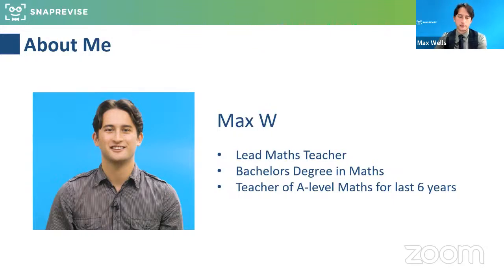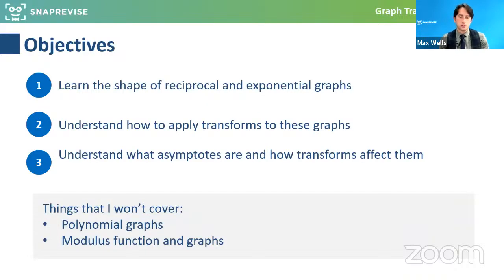We're going to start looking at transformations today. So also let me know if this is a topic you're familiar with. We're going to look at a few examples and some past paper style questions as well. Right, let's get started. We're going to look at the shape of reciprocal and exponential graphs. And we're also going to look at how to apply transformations to these graphs. We'll also look at asymptotes and key features. We're not going to do polynomial or modulus graphs. So let me know if this is something you've done before.